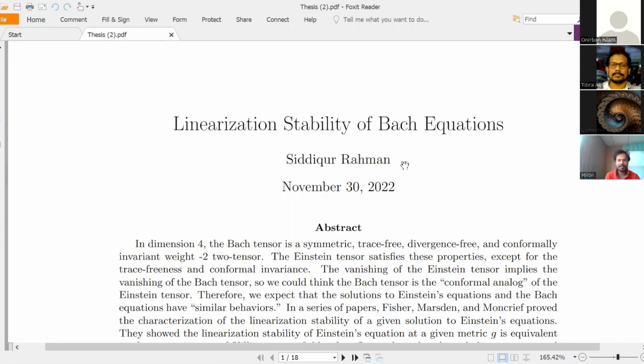If you're not familiar with Bach equations, let me briefly tell you what it is about. So we have Einstein's field equation in four dimensions. Let's say we are talking about the empty space Einstein equation. Whenever I say empty space Einstein field equation, I mean the cosmological constant could be either zero or non-zero, doesn't matter. But I am forcing my energy momentum tensor to be zero. That's my definition whenever I say empty space Einstein's field equation.